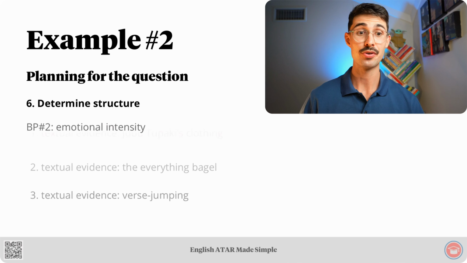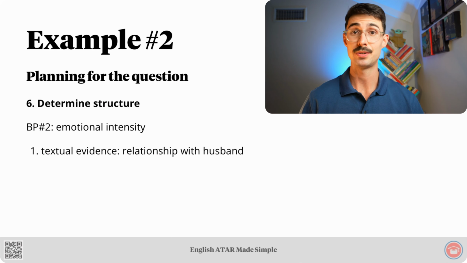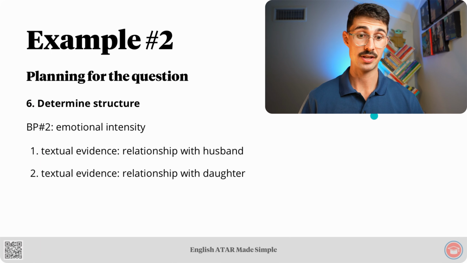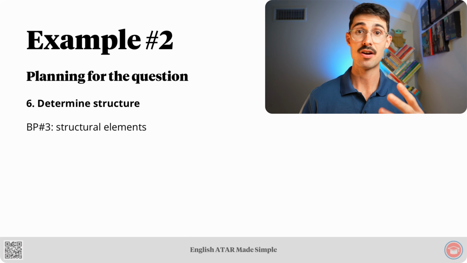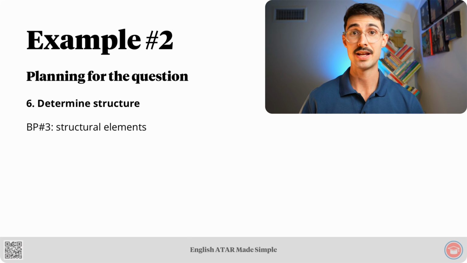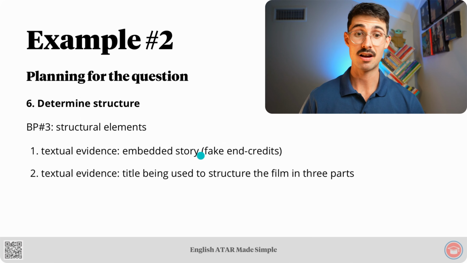Body paragraph 2 will look at the emotional intensity of the movie, and it'll look at the following textual evidence: Evelyn's relationship with her husband, then the relationship with her daughter, and finally, Evelyn's relationship with her father. Last but not least, we have body paragraph 3, which is all about structural elements. Textual evidence is firstly the embedded story, how there are fake end credits. Then we'll look at the title being used to structure the film in 3 parts.